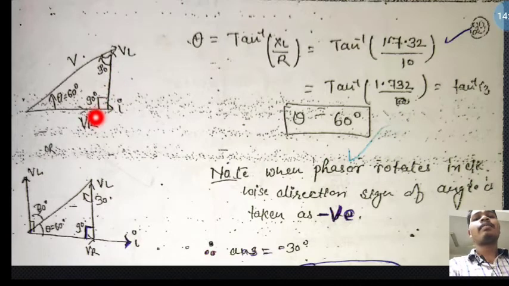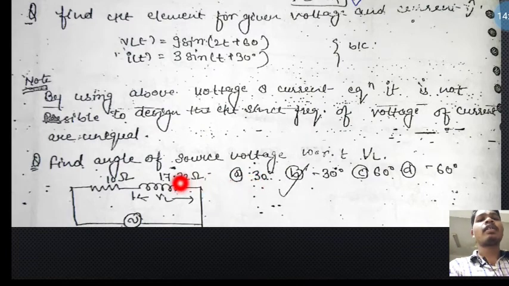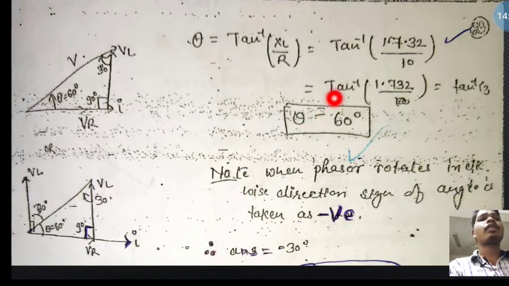This is lead by the 90 degree, and total voltage is V. So V is equal to the square root of VR square plus VL square, and theta is equal to tan inverse of XL divided by R. By observing the impedance triangle, XL is equal to 17.32 and R is equal to 10. See here, XL is given, R is given. So put here, then theta will get 60 degree.